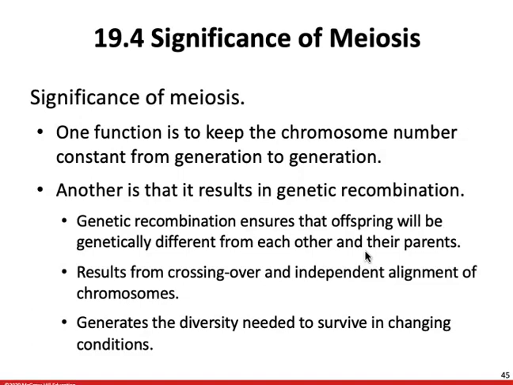Now, the interesting thing about meiosis is that it also results in genetic recombination. Genetic recombination ensures that the offspring are going to be genetically different from each other and from their parents. This is how we introduce genetic variation into a population. This is going to result from crossing over events, independent alignment, independent assortment of those chromosomes, and then also fertilization. Fertilization also introduces a huge element of genetic variability. This is going to generate the diversity that is needed to survive in changing conditions.